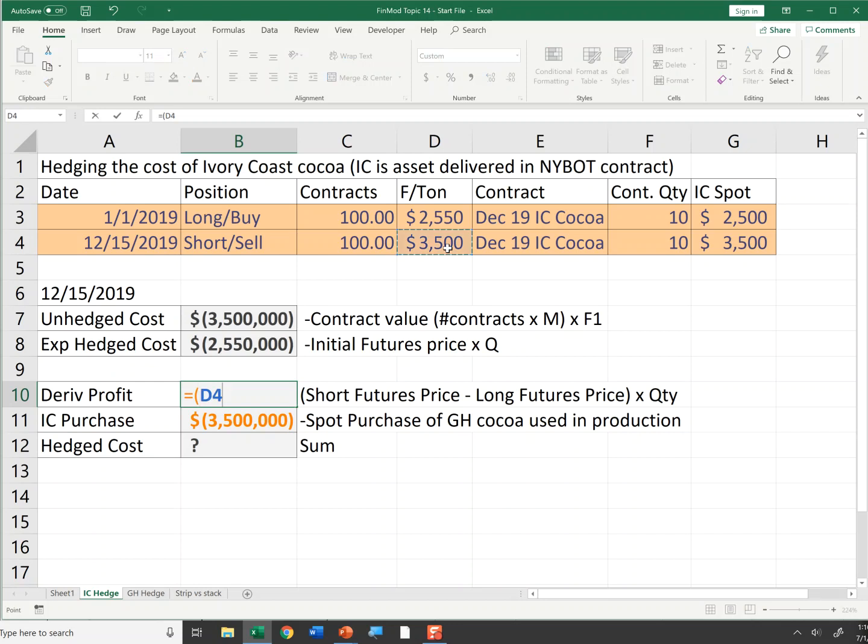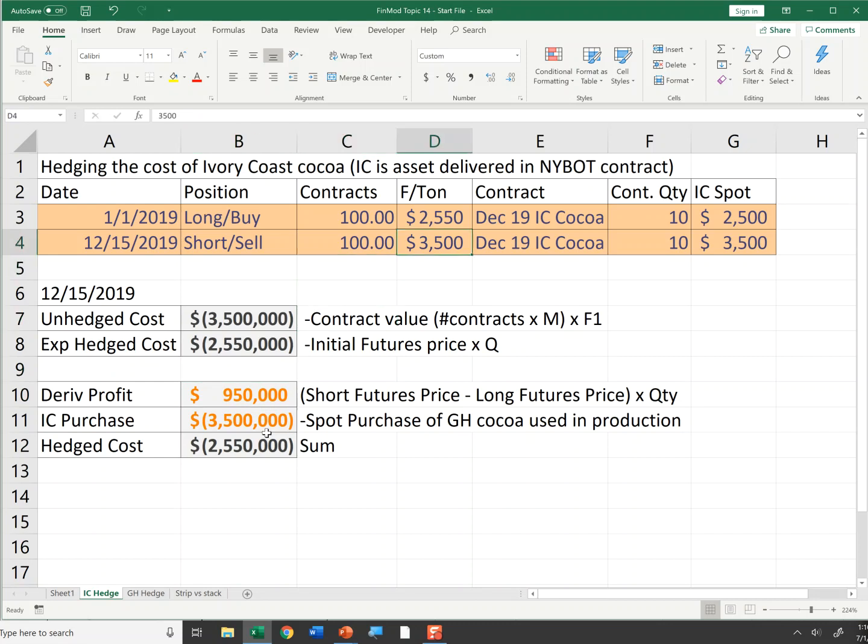I'll take the price at which they shorted it, that's the value they're going to receive, minus the price at which they went long, or that was their buy price, times the 10 quantity times the 100 contracts. So they're going to get a check from the exchange of $950,000, ignoring any margin interest. Now if I add up these two numbers, that is the $2.55 million that they've locked into. However, it's really paying $3.5 million for cocoa, but making $950,000 profit on the futures contract.